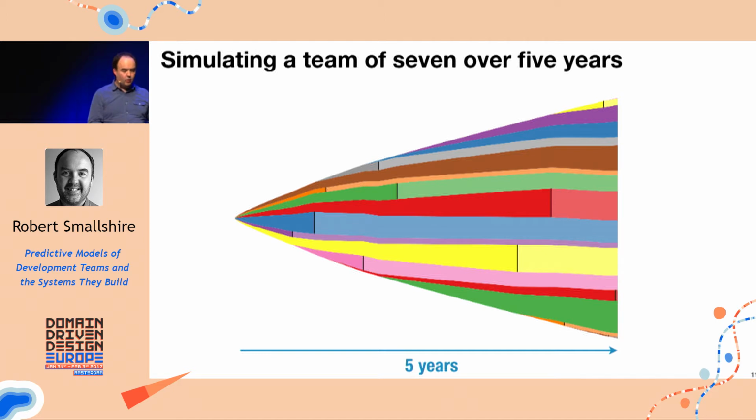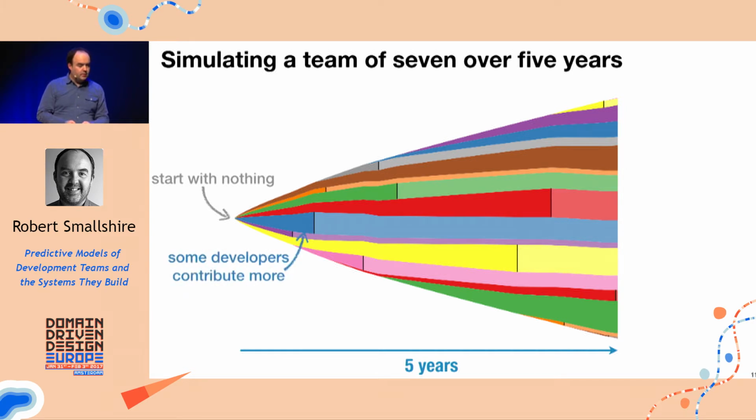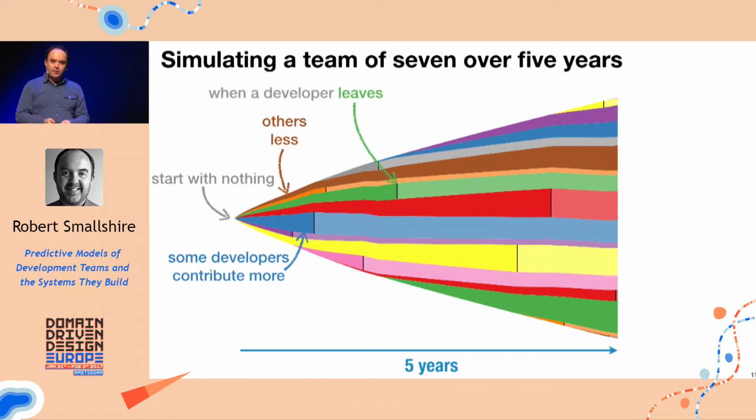So this is just a single randomly generated realization. So we start with nothing at day 0. Some developers, like the blue developer here, contribute more. You can see that their wedge is growing relatively quickly. Some, like the brown stream here, that person is contributing less. When a developer leaves in this model, because remember I have turnover built in here, I just, for the purposes of keeping things simple, freeze their contribution forever.